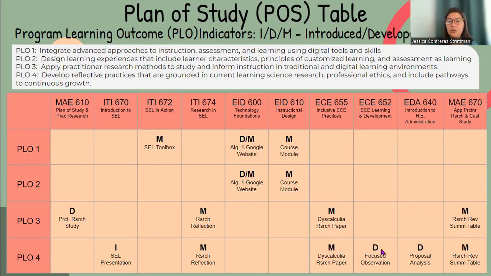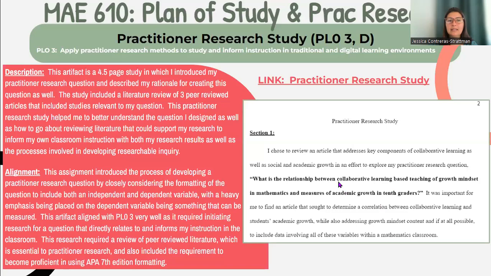In ECE 652, I chose a focused observation, which I assigned a developed level of mastery. EDA was focused on higher education administration, and I chose a proposal analysis I created and assigned that a developed level of mastery. Finally, in this course, MAE 670, I chose my research review summary table and assigned that a mastered level for PLO 3 and PLO 4. So let's get into each of these, the first one being MAE 610.